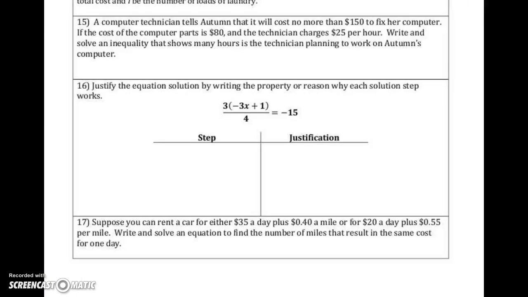Next one, number 15. A computer technician tells Autumn that it will cost no more than $150 to fix her computer. The parts cost $80 and they charge $25 an hour. So they know they're going to get charged $80 for the parts. And she also knows she's going to get charged $25 an hour. This is how much money she's being charged, $25 an hour. And the technician told her that it'll cost no more than $150 to fix.